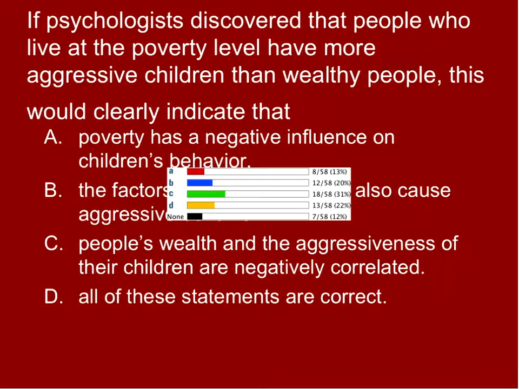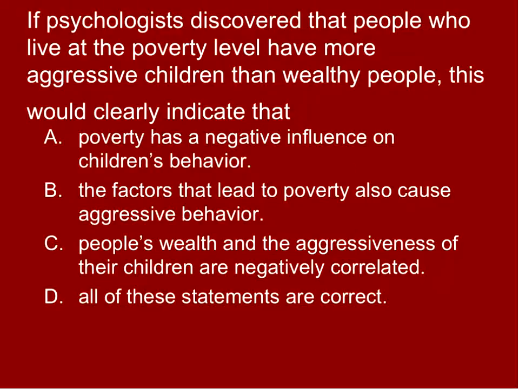All right, most of you think it's C, but not by a huge margin. C says, people's wealth and the aggressiveness of their children are negatively correlated. Second choice would be D, all the above are true. Third choice would be B, the factors that cause something else. I can't see it because of what popped on the slide there. All right, the correct choice is C.